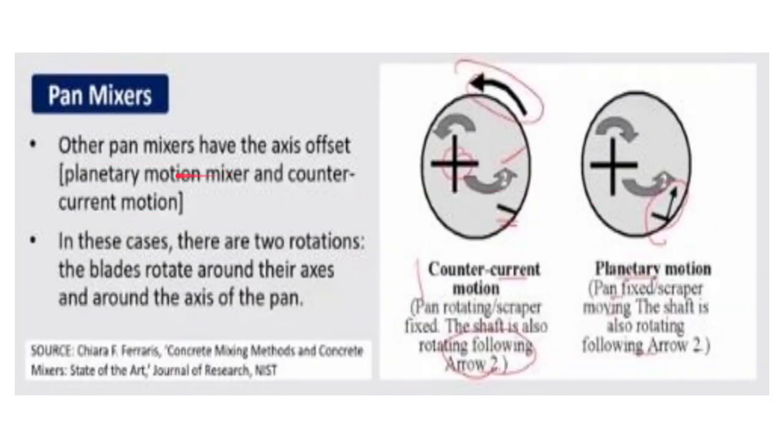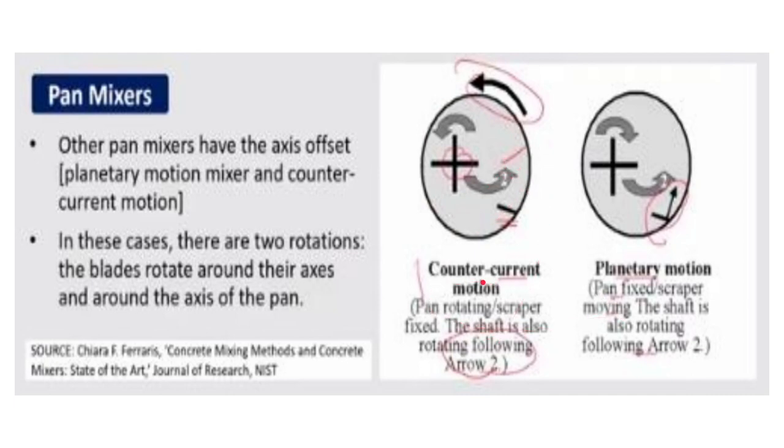So other pan mixers have the axis offset, planetary motion mixer and counter current motion. So as you can see here, it is not center shaft, okay. So one is counter current motion and one is planetary motion. In these cases, there are two rotations. The blades rotate around their axis and around the axis of the pan, okay. So blades rotate both around their own axis and around the axis of the pan. So it will rotate here also and it will rotate here also, okay. So two rotations are going on.